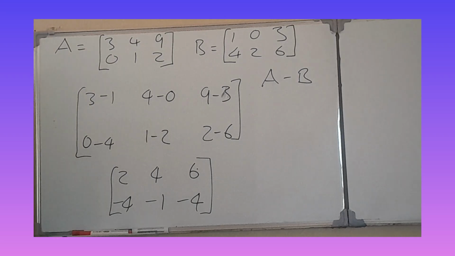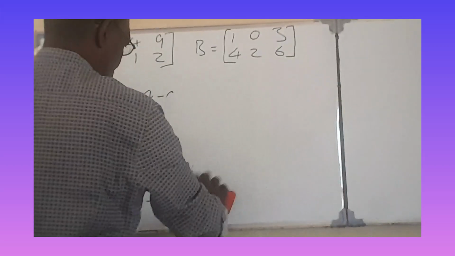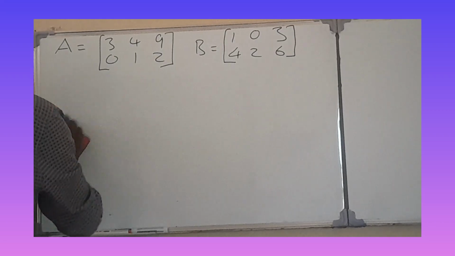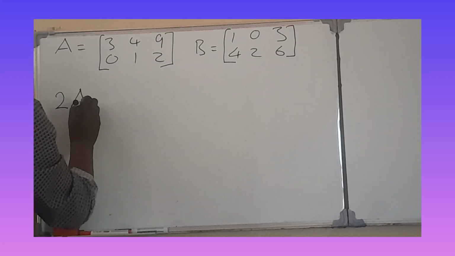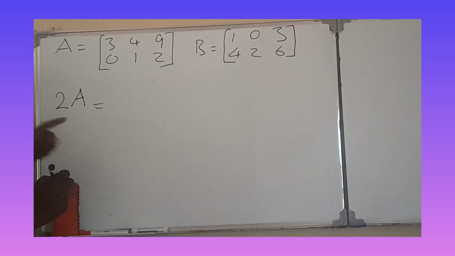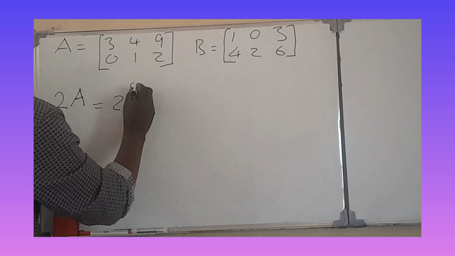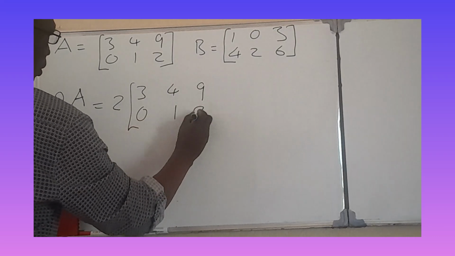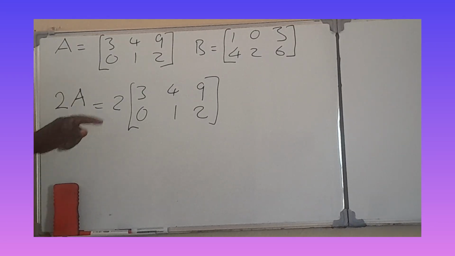Now, we can also perform scalar multiplication. Scalar multiplication simply means multiplying the matrix by a number. Now, supposing we want 2A, the matrix A multiplied by 2, and that is what is called scalar multiplication. It's equal to 2 times our matrix A, which is 3, 4, 9, 0, 1, 2. Now, we are going to multiply every element or entry by 2.